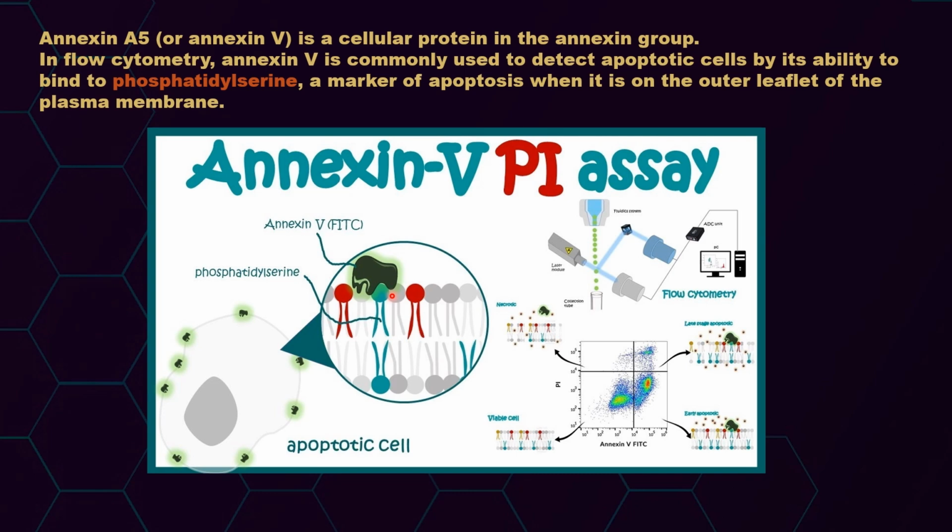So what happens when your cell undergoes apoptosis? The cell membrane loses its integrity, and all the phosphatidylserine comes to the outer membrane, and annexin 5 binds to it, and that's how we get to know how many apoptotic cells are present in your sample. So for annexin 5, it is phosphatidylserine.